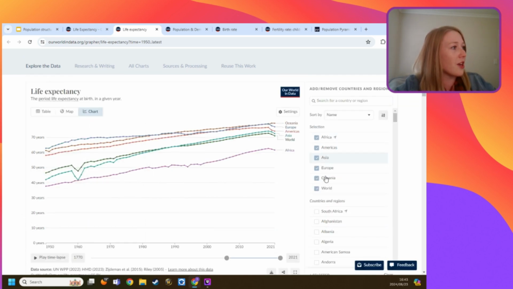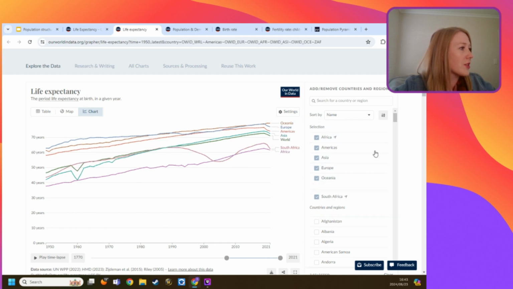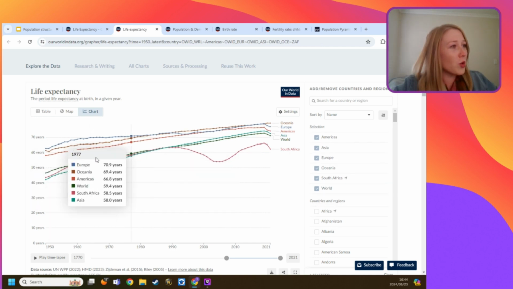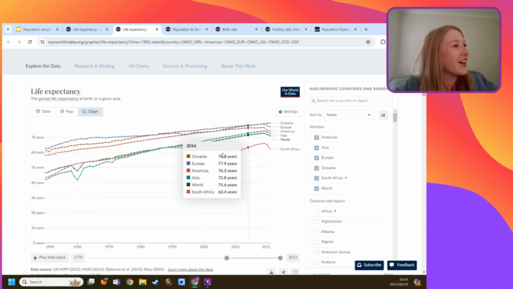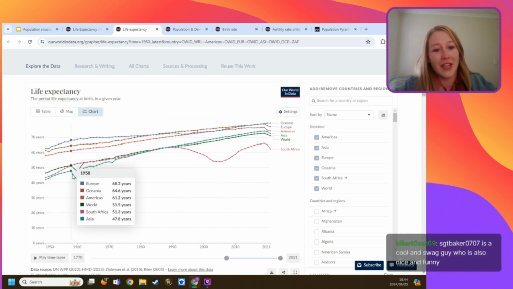So we've selected a lot of countries over here. The world is also in it. Great. We need South Africa. Overall, you can see a general increase of life expectancy, which is a good thing. It means that we're living longer. It also means that healthcare is probably increasing.